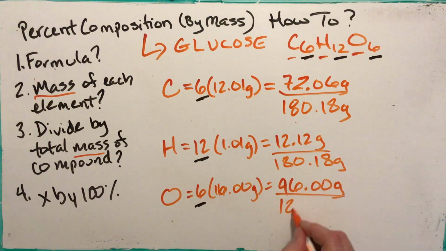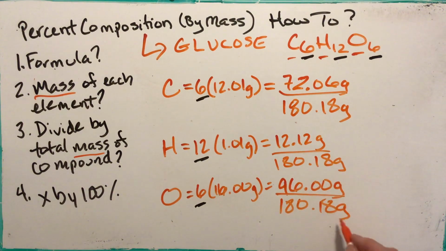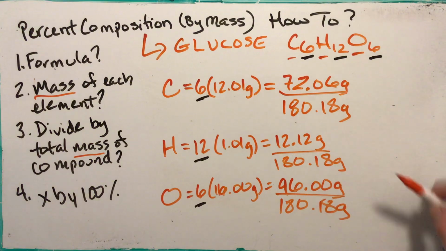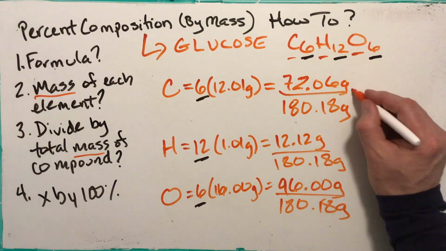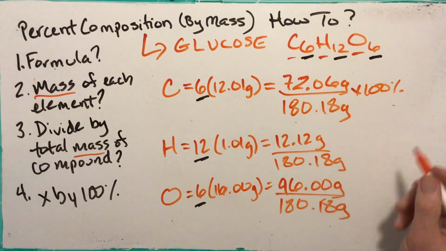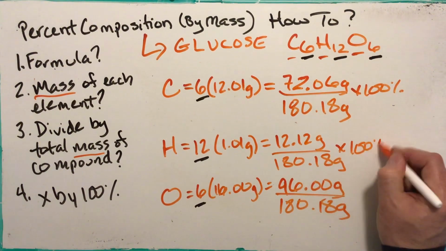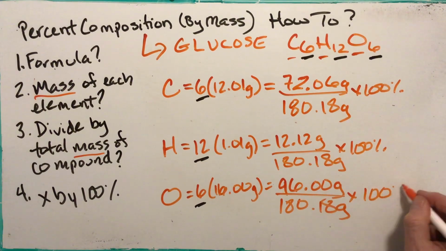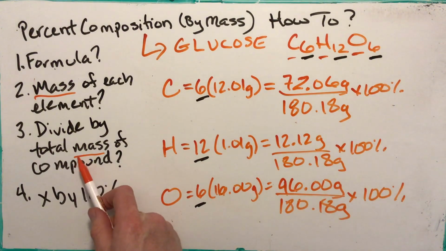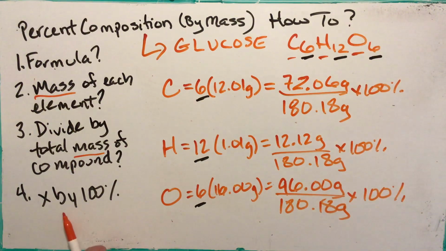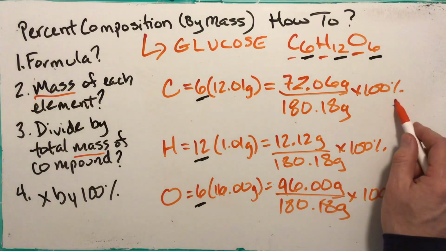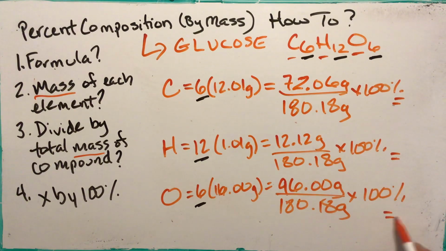180.18. Right? So it's just like a test in a way. Like we said, percent composition is like figuring out the percentage on a test. The part over the entire thing times 100%. So we do divide by the total mass of the compound. There's step 3 right here, putting this stuff in. And then the last step, step 4, do that. And then it's just a matter of hitting the equal sign.